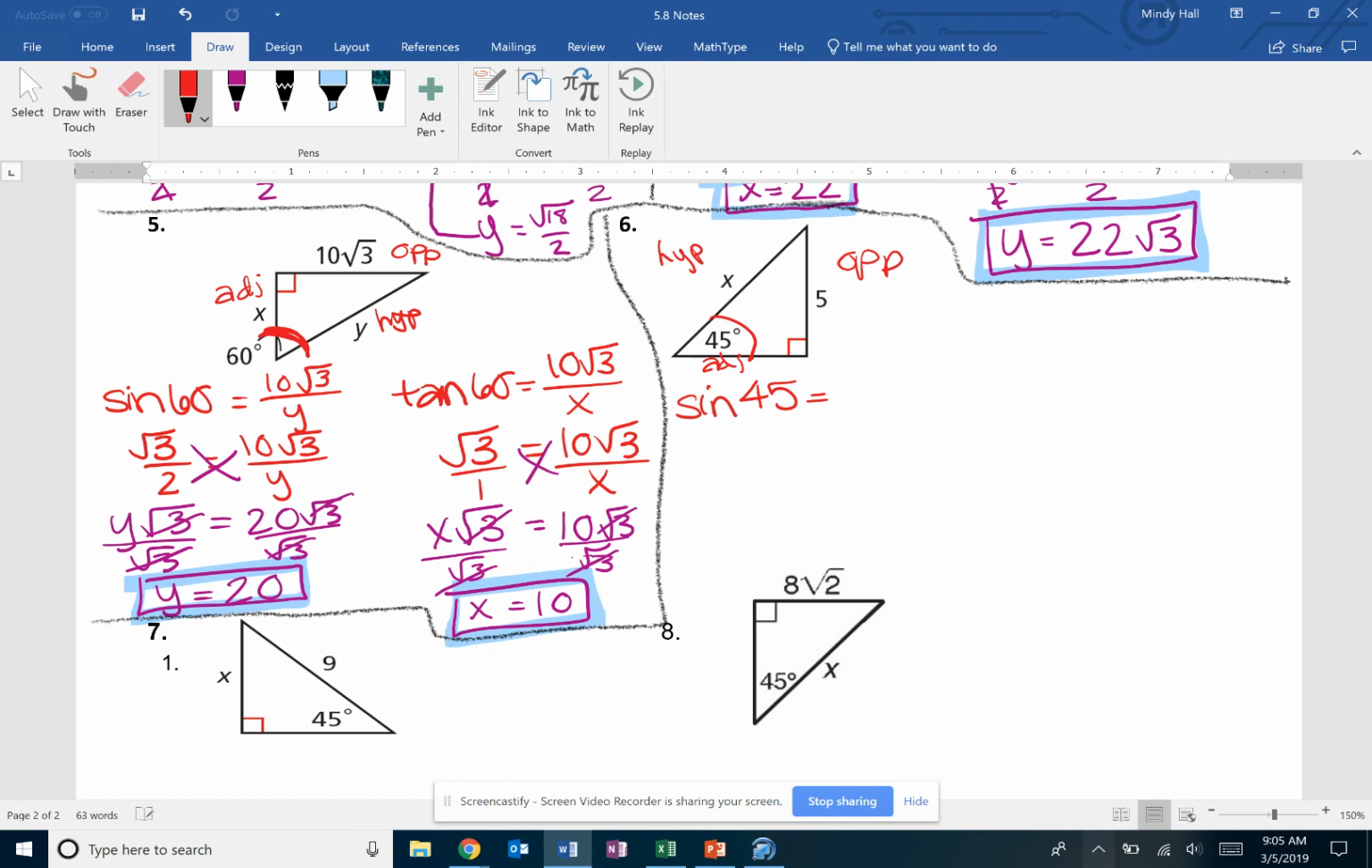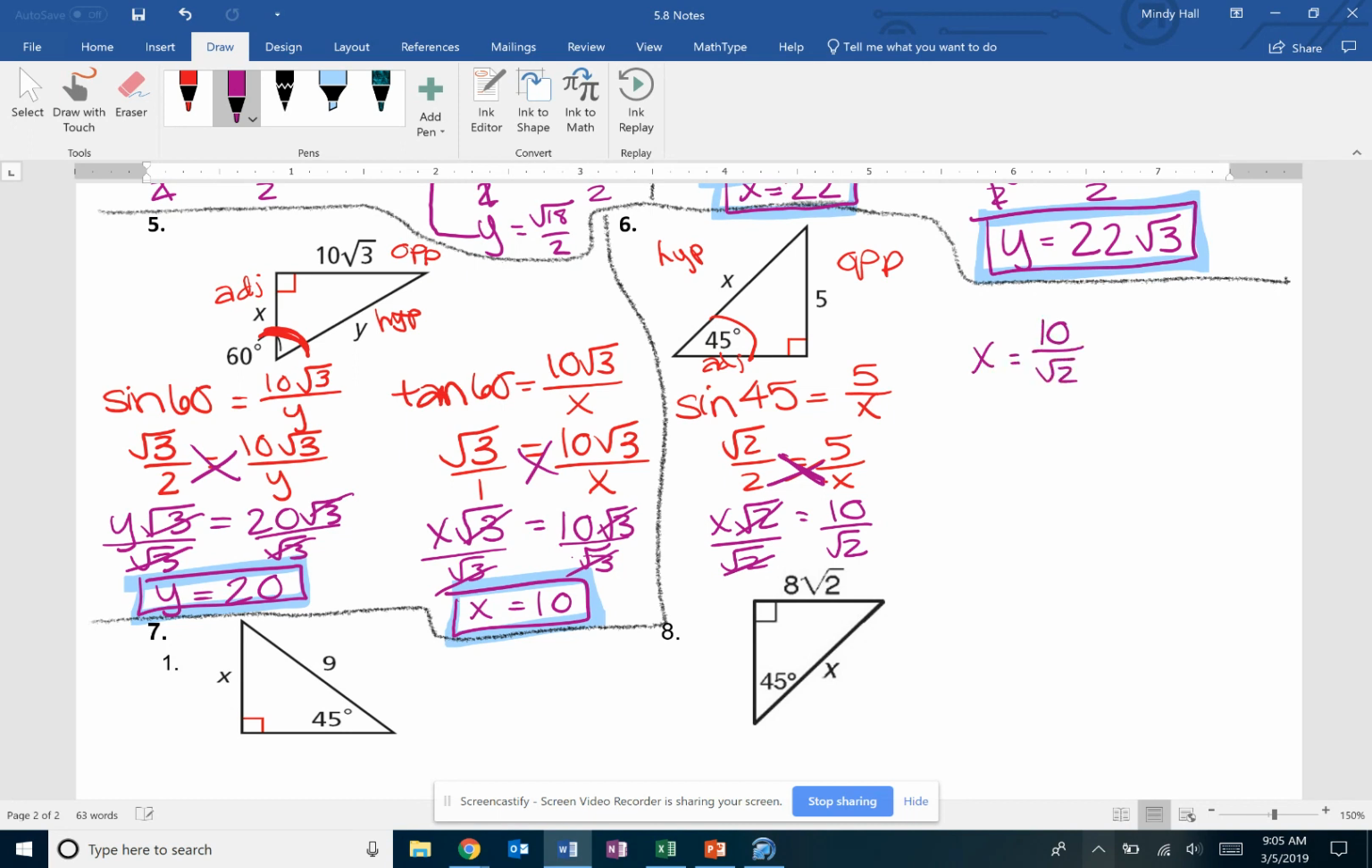And this one we only have to find one. Sine equals opposite over hypotenuse, so 5 over x. Sine of 45, I know, is square root 2 over 2. So then we cross multiply. So we have x times square root 2 equals 10. So we'll divide by the radical 2, and x equals 10 over square root 2.